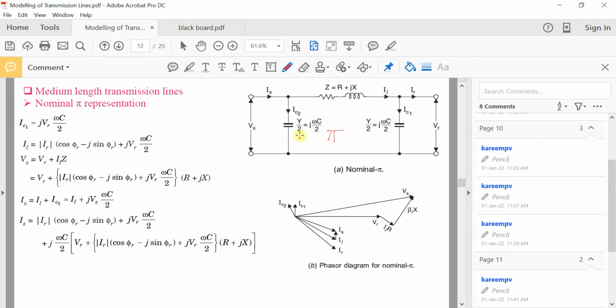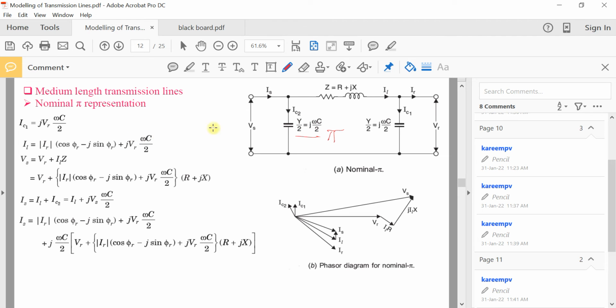So you have to remember this: half of the capacitance will be lumped at the starting end, and half will be at the receiving end, and the whole series impedance, R plus jX, will be lumped at the center of the transmission line, or considered as a whole without dividing into two, if you compare the T representation and the nominal pi representation.